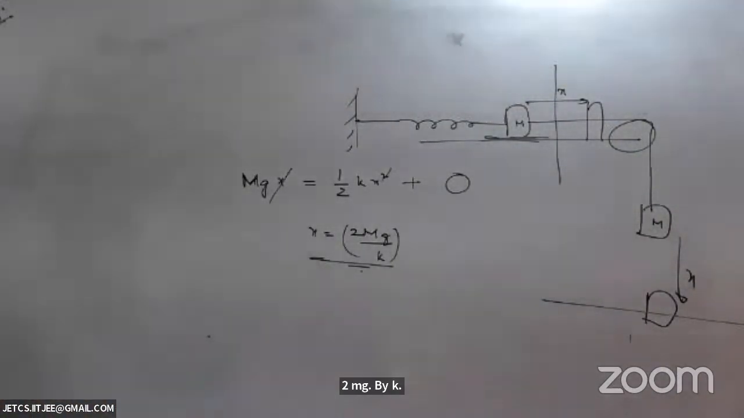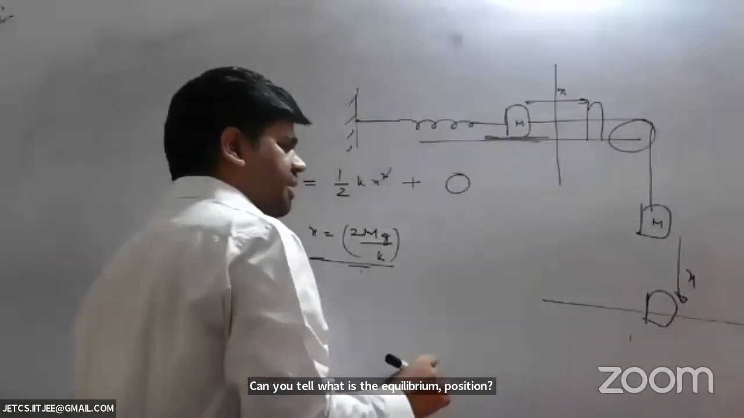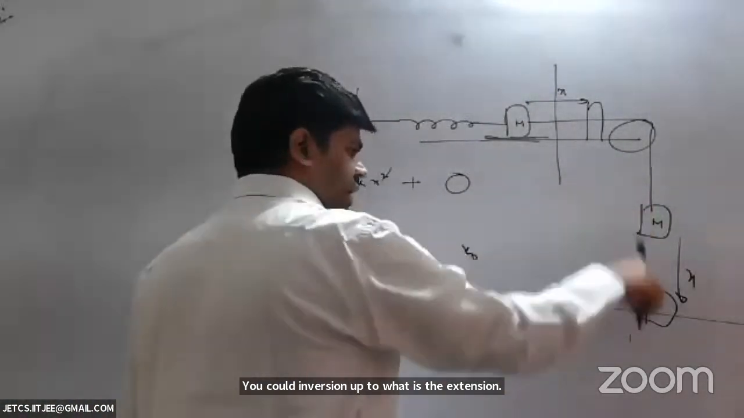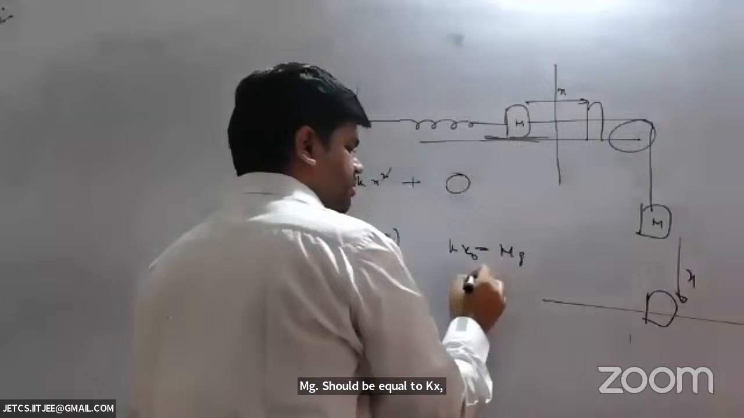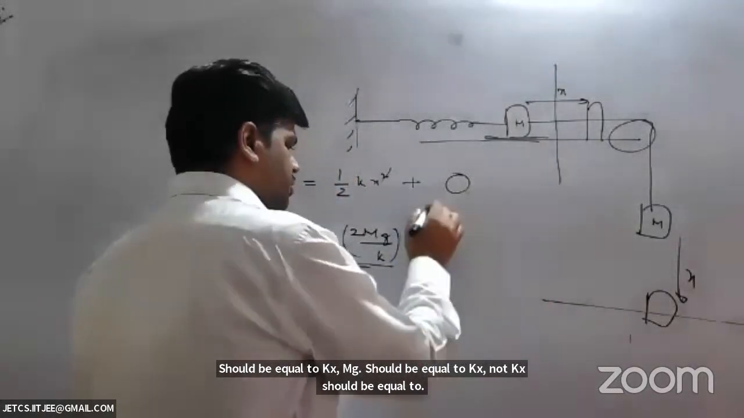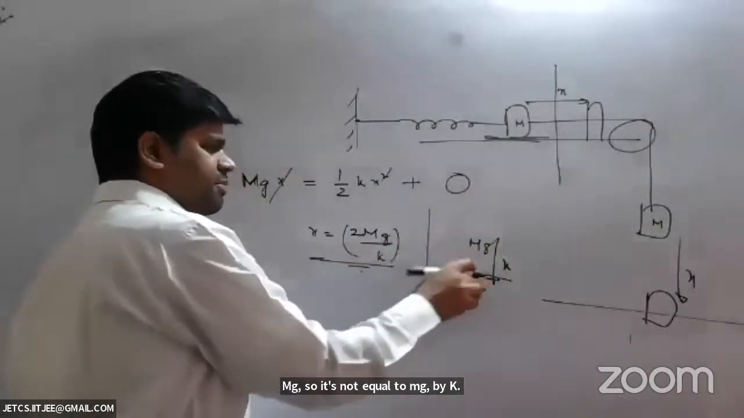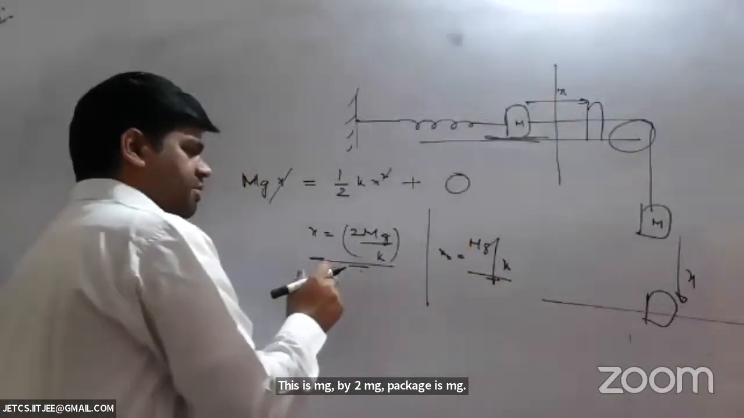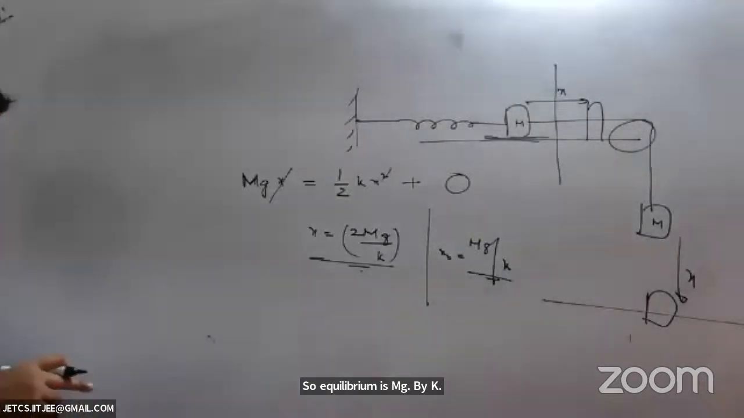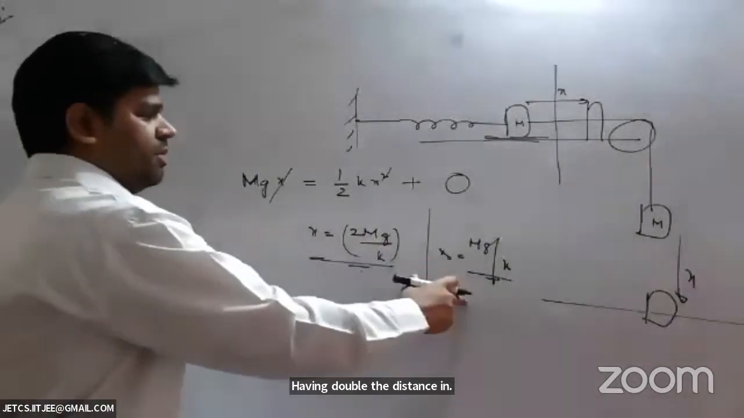Can you tell me what the equilibrium position is? Let the extension at equilibrium be x naught. mg should be equal to kx naught. So x naught is equal to mg by k. This is double of that. This is 2mg by k, and this is mg by k. So equilibrium is mg by k. It momentarily stops at 2mg by k. It's traveling double the distance in stopping. That means it is oscillating symmetrically about mg by k.